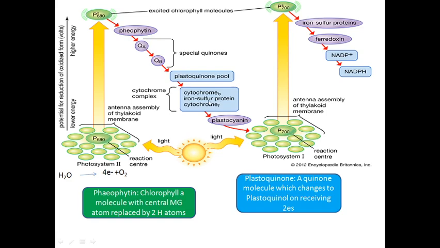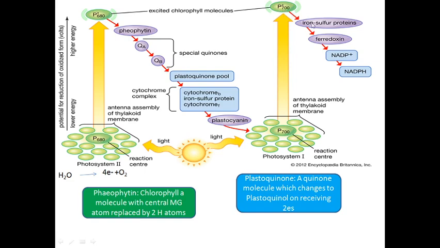What is the cytochrome b6f complex? It's also called an iron sulfur protein. Fine. It then passes the electrons to the plastocyanin. Fine. Then this plastocyanin passes these electrons to the photosystem first. Fine. The photosystem first, upon receiving the electrons, becomes excited. This is P700, and it changes to P700 star. Fine.